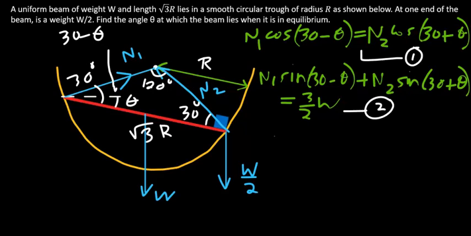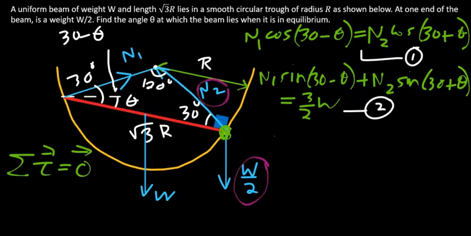Now let's look at condition 2 of static equilibrium. The sum of all the torques about any point is 0. Now we shall choose to deal with this point. So we can calculate all the torques about an axis passing through that point and perpendicular to the page. So W over 2 and N2 will not contribute because the moment arm associated with these two forces are 0.